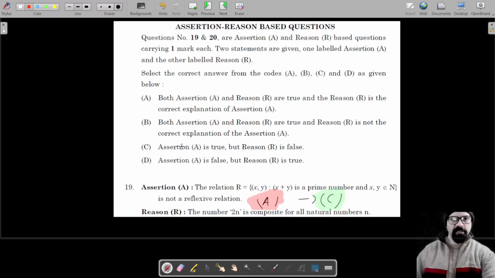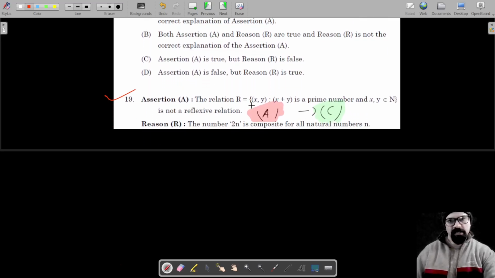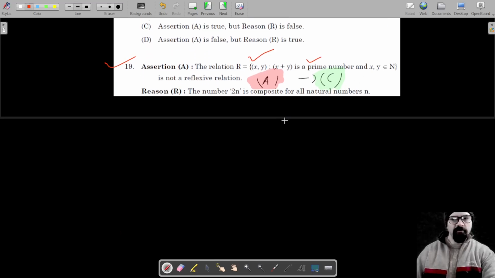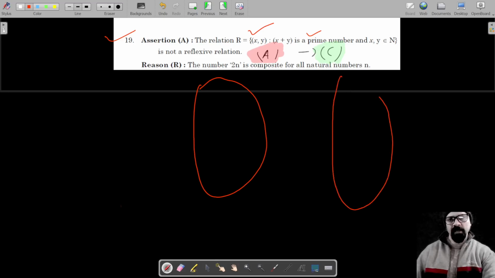Okay, for question number 19, which is an assertion and reason-based question carrying 1 mark. For question number 19, the assertion says that relation R, where (x, y) is an ordered pair, is such that x plus y is a prime number. So if x plus y is a prime number, we say that x, y are in relation, and x, y belong to natural numbers. So our domain is natural numbers and codomain is also natural numbers.